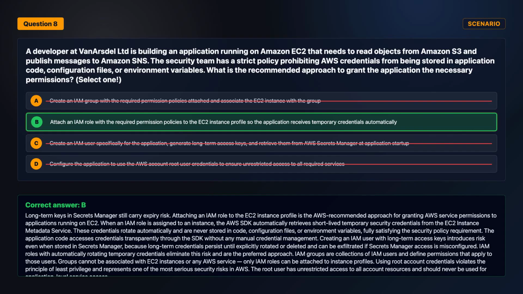IAM groups are collections of IAM users and define permissions that apply to those users. Groups cannot be associated with EC2 instances or any AWS service, only IAM roles can be attached to instance profiles. Using root account credentials violates the principle of least privilege and represents one of the most serious security risks in AWS. The root user has unrestricted access to all account resources and should never be used for application-level service access.